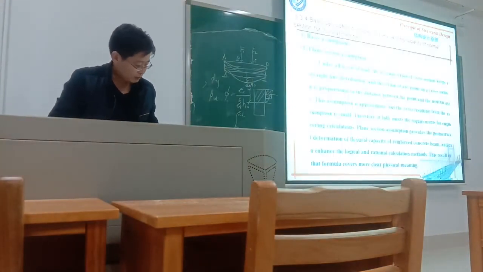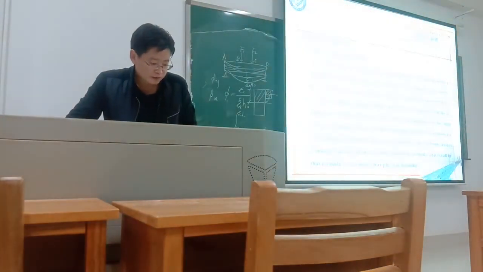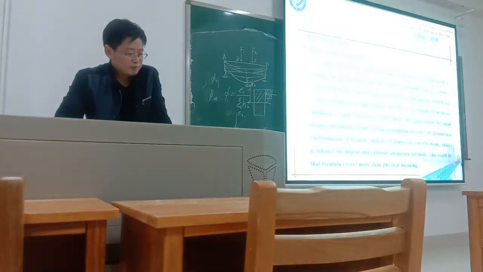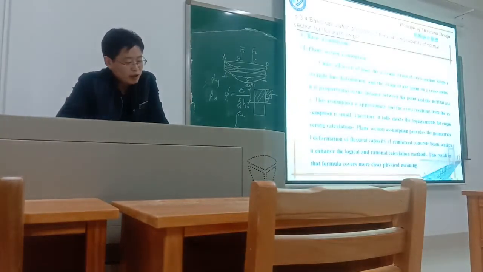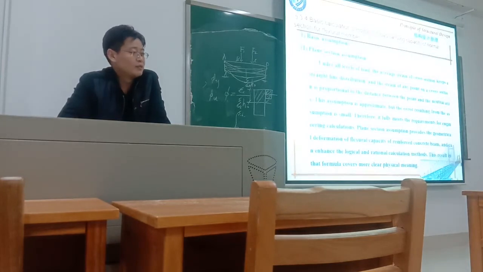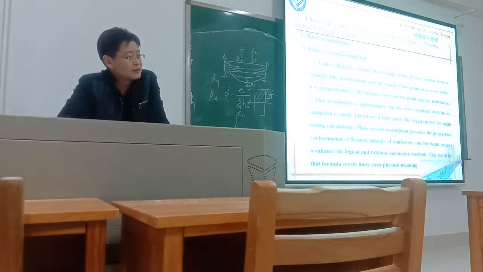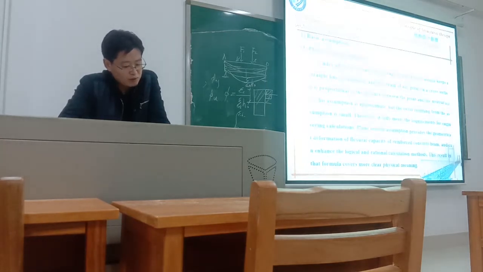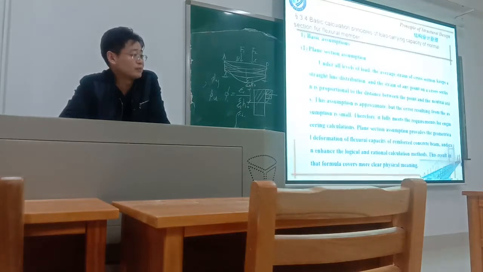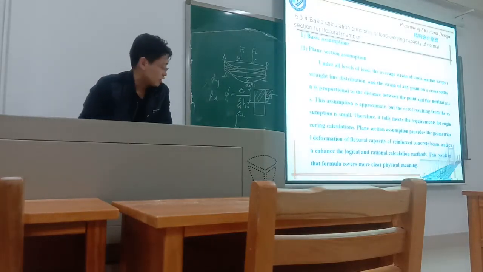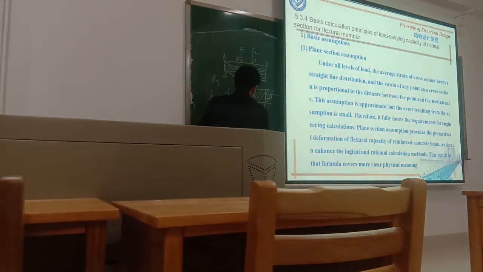So we see the first assumption, the plane section assumption. Actually, we have used the plane section assumption before. At all levels of load, the average strain of the cross section keeps a straight line distribution. So in this direction, the strain changes just like this. The change is like a straight line.